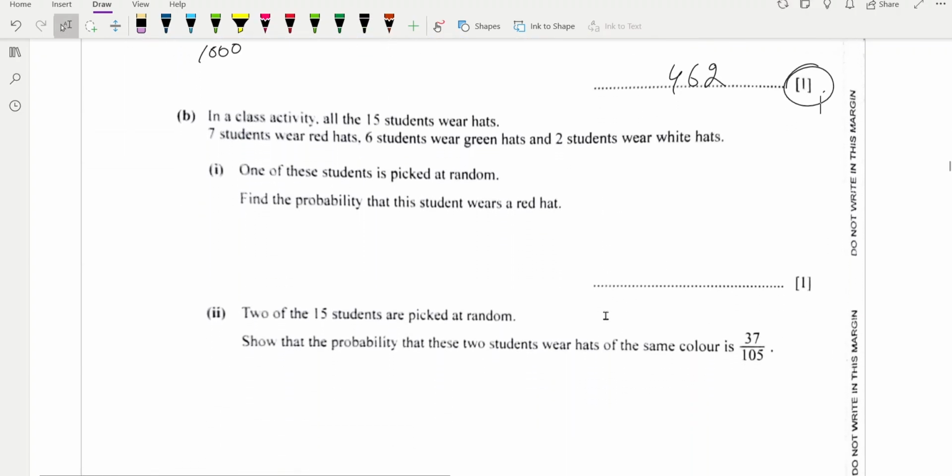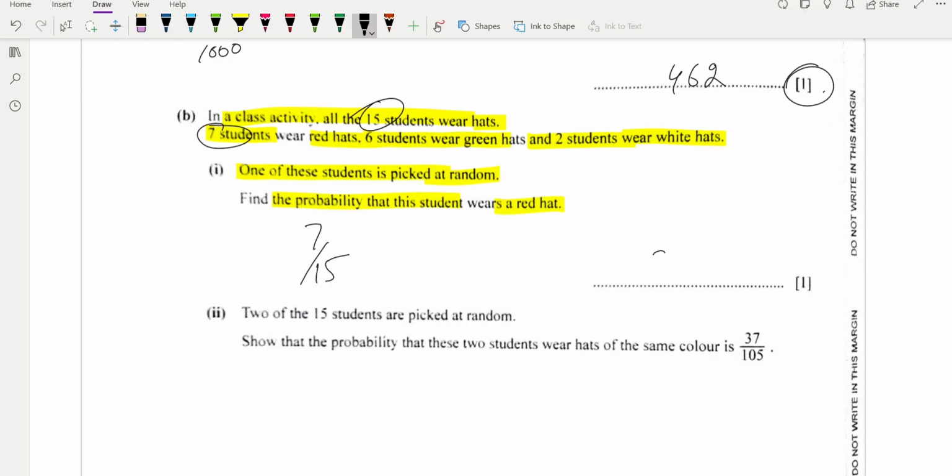B part: in a class activity, all the 15 students wear hats. 7 students wear red hats, 6 students wear green hats, and 2 students wear white hats. One of these students is picked at random, and find the probability that this student wears a red hat. How many are red hat wearing? 7 students are wearing red hats. So 7 out of the total, which is 15. So 7 by 15 will be the probability. This is done. This is also a 1 mark question.